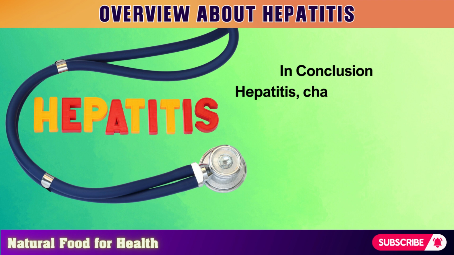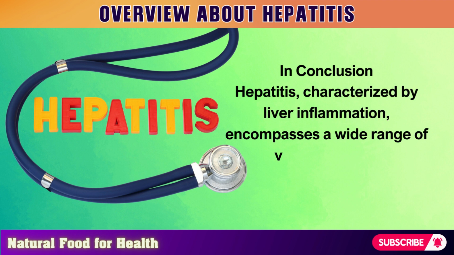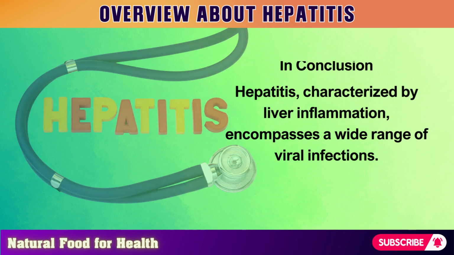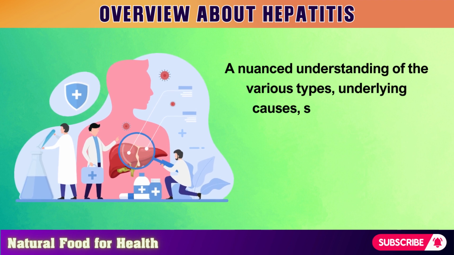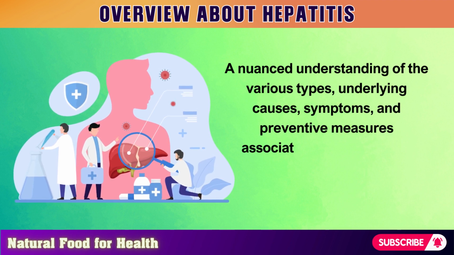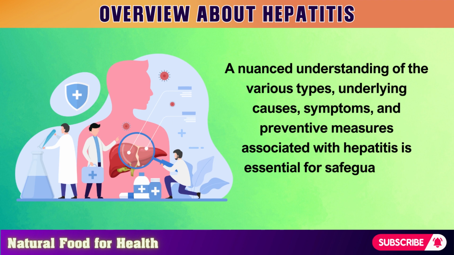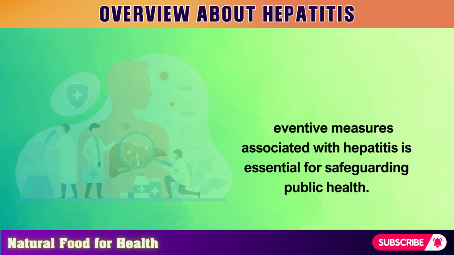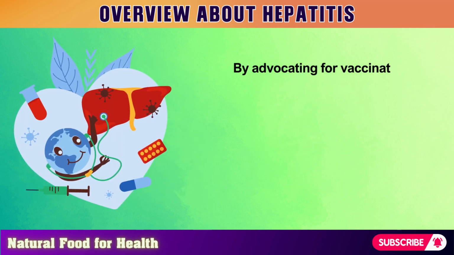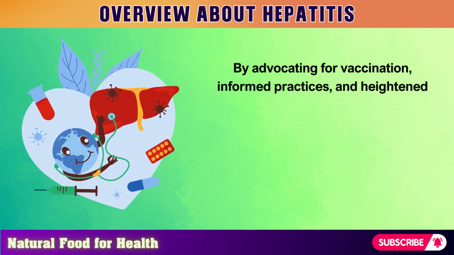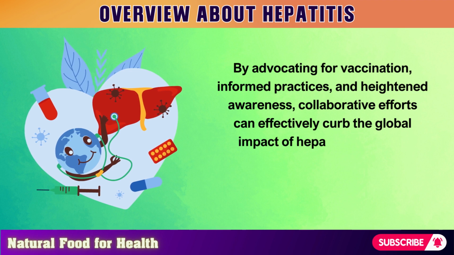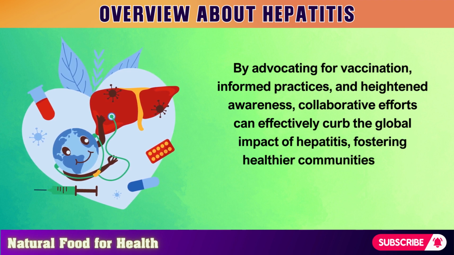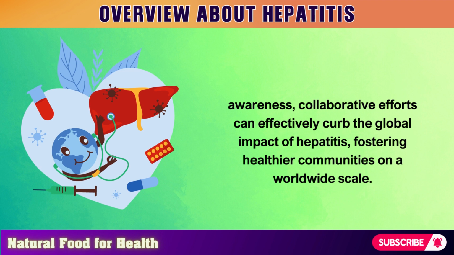In conclusion, hepatitis, characterized by liver inflammation, encompasses a wide range of viral infections. A nuanced understanding of the various types, underlying causes, symptoms, and preventive measures associated with hepatitis is essential for safeguarding public health. By advocating for vaccination, informed practices, and heightened awareness, collaborative efforts can effectively curb the global impact of hepatitis, fostering healthier communities on a worldwide scale.